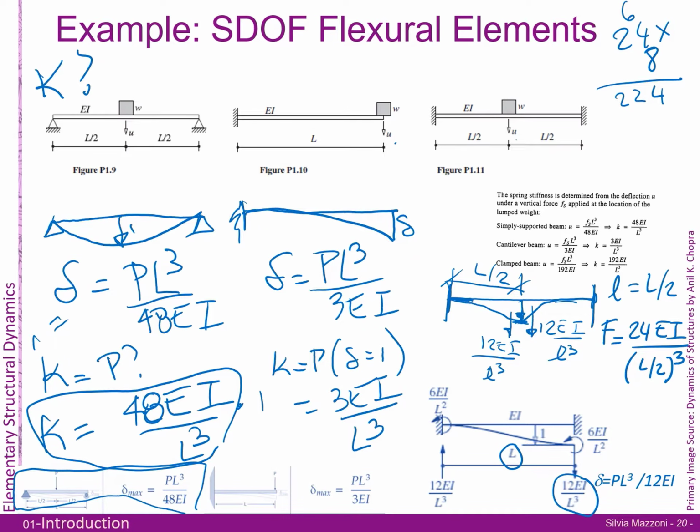Wait, what am I doing? It's not 6 times 4, it's 8 times 4. Okay, so we have 24 times 8. So 8 times 4 is 32. 8 times 2 is 16, 17, 18, 19. And so K is equal to F, which is 192 EI over L cubed.